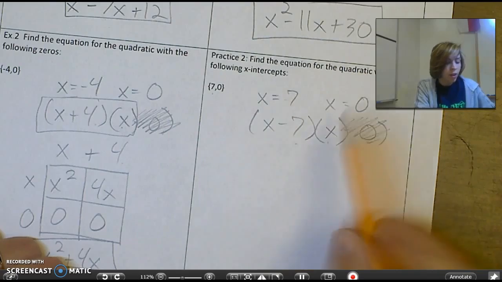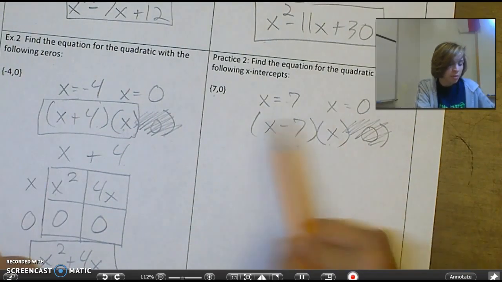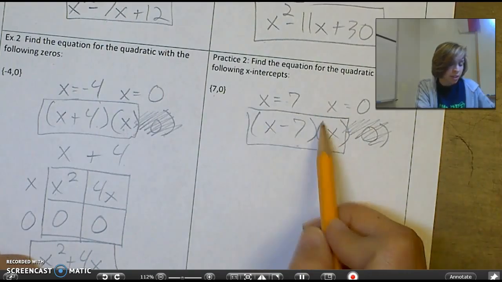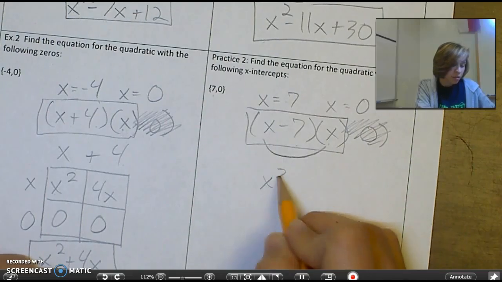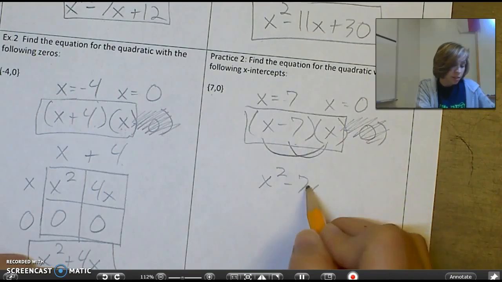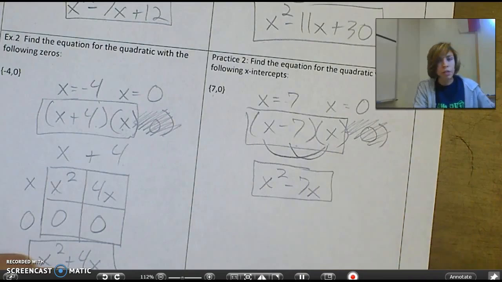Okay, and then I could also multiply this. So let me go ahead and multiply this. So this is one possible answer. But I could also multiply this and get x times, so I just distribute, x times x is x squared, and x times negative 7, that's going to be negative 7x. So again, my two possible solutions there.